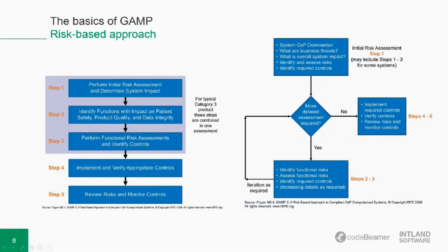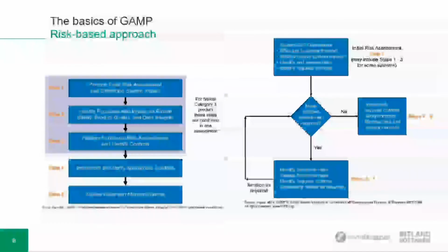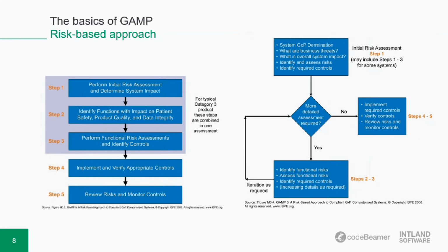So the GAMP guide draws together the key principles and practices and describes how they can be applied to determine the extent and the scope of validation for the different types of systems, ensuring the validation is scalable. So on this slide you see the steps we take to satisfy the risk-based concept of GAMP.